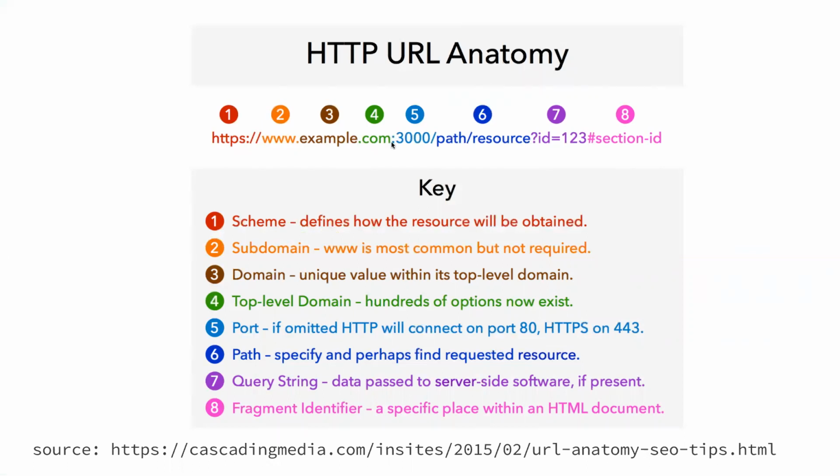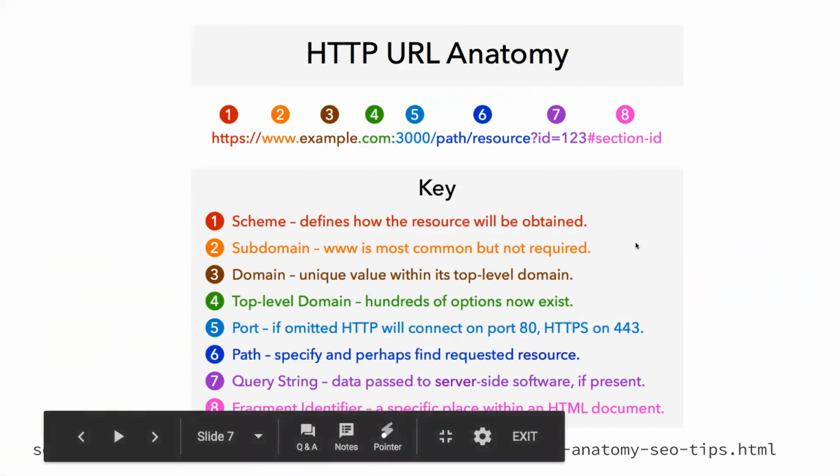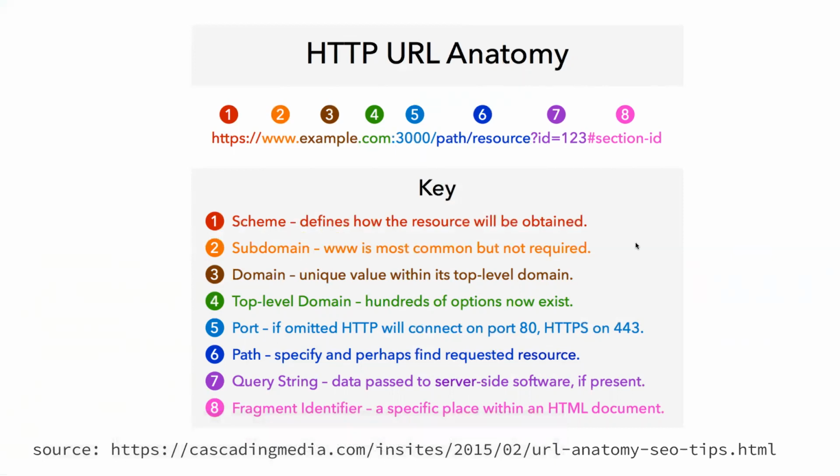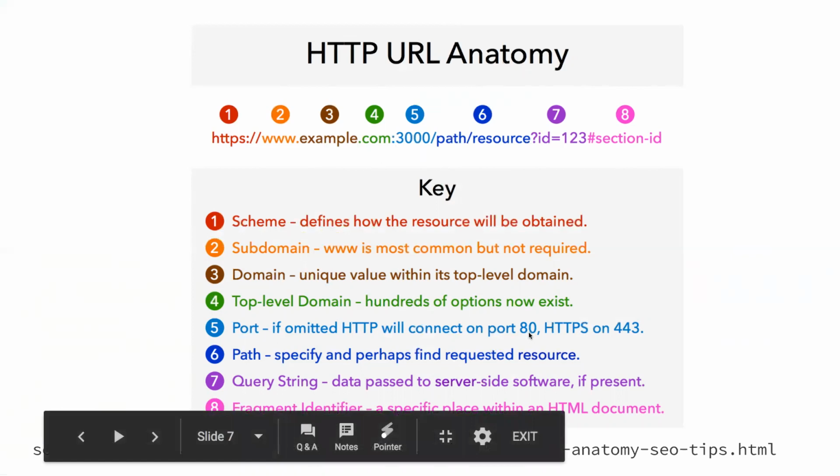Then you get a colon. After the colon, you get the port. The port, usually you guys don't put a port, right? You do not type in www.google.com:80. If you don't put in a port, it will default to port 80 for HTTP or port 443 for HTTPS.